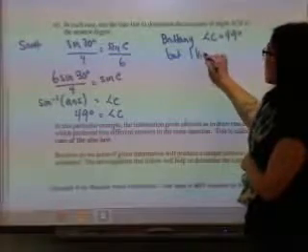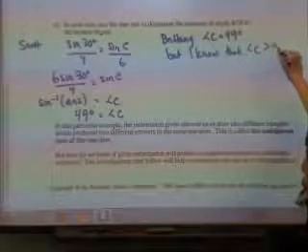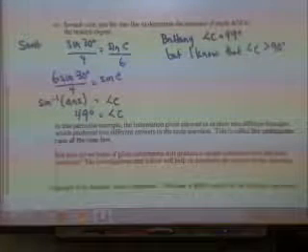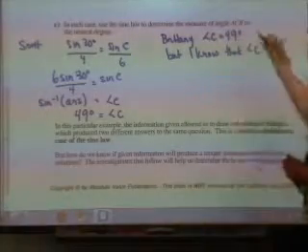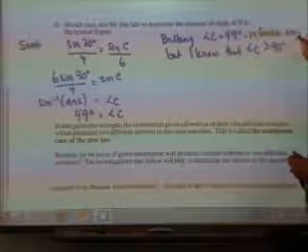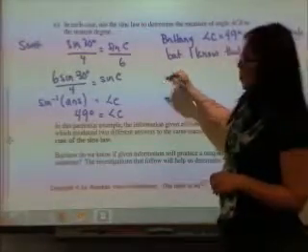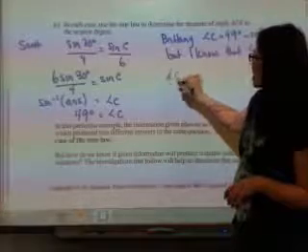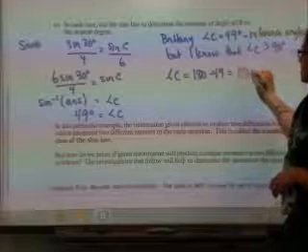But I know from the diagram that angle C has to be greater than 90 degrees, because it shows me that in that diagram. So angle C, this right here, has to be the reference angle. So then once I have the reference angle, I can then say angle C would be 180 minus 49, or 151 degrees.